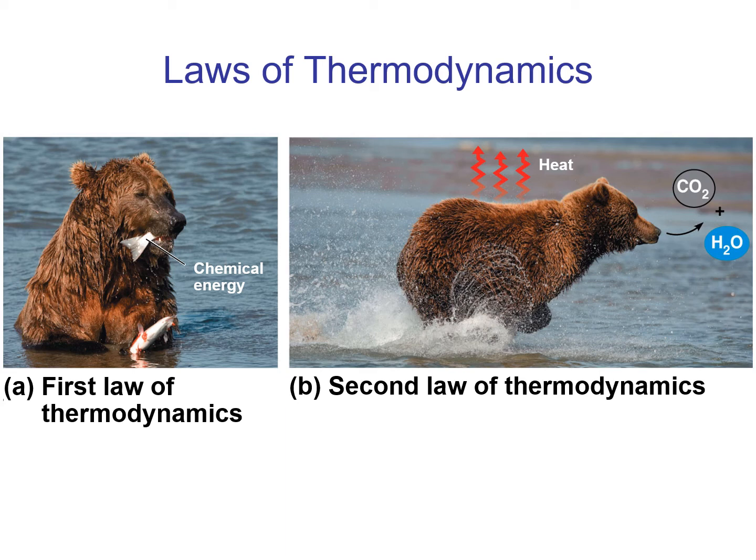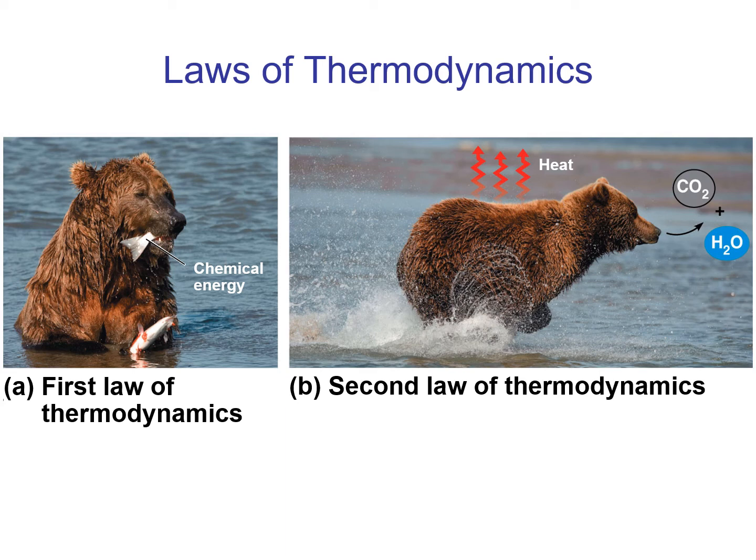So the laws of thermodynamics, first of all, part A here, energy is neither created nor destroyed in chemical reactions. So we have a bear here that is consuming a fish that contains stored potential energy, using that energy to manufacture his own proteins and his own lipids, etc. However, in the process, he's also increasing entropy in his surroundings, and that's the second law of thermodynamics. Whenever we have transformations of energy, we increase entropy.